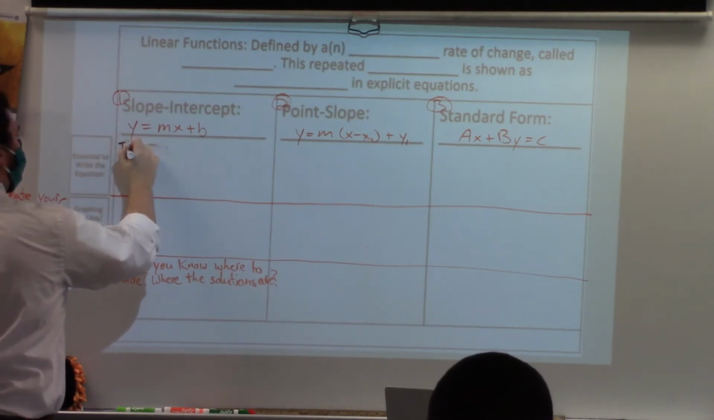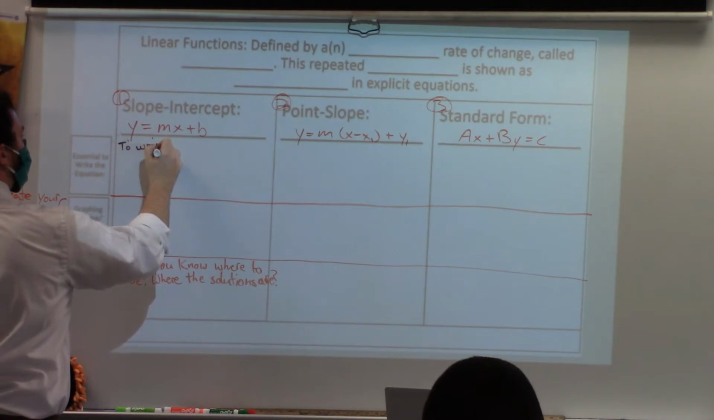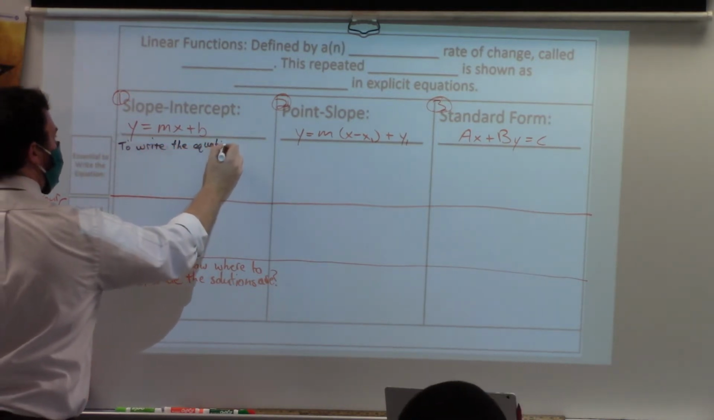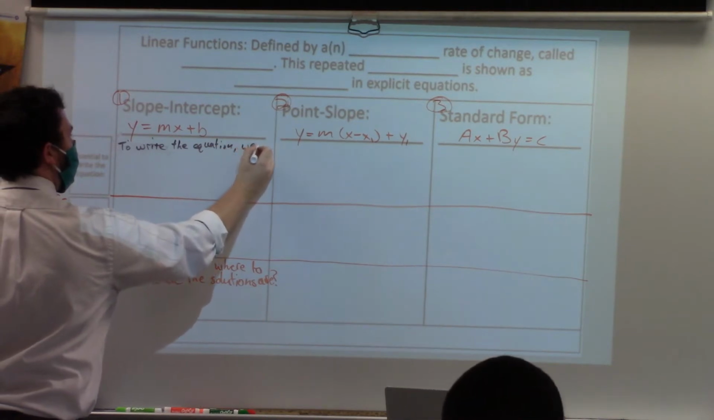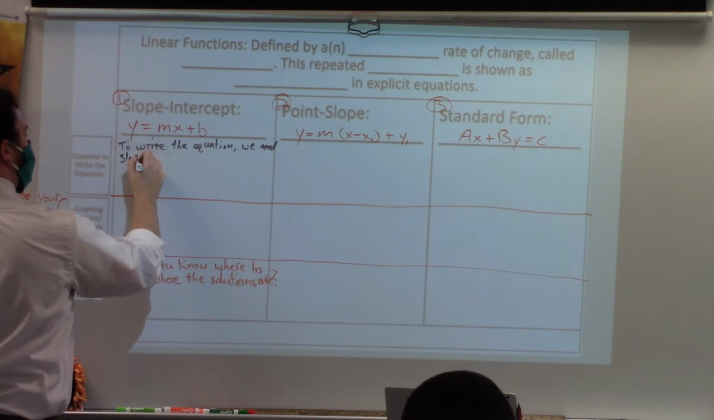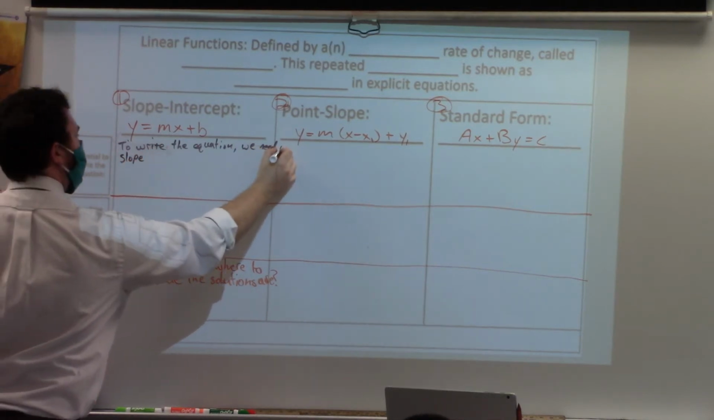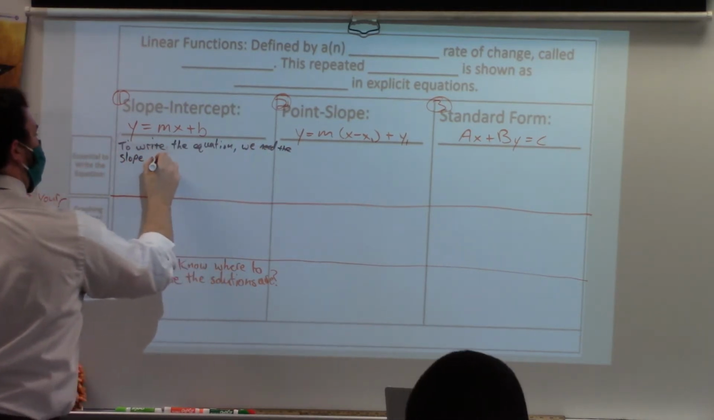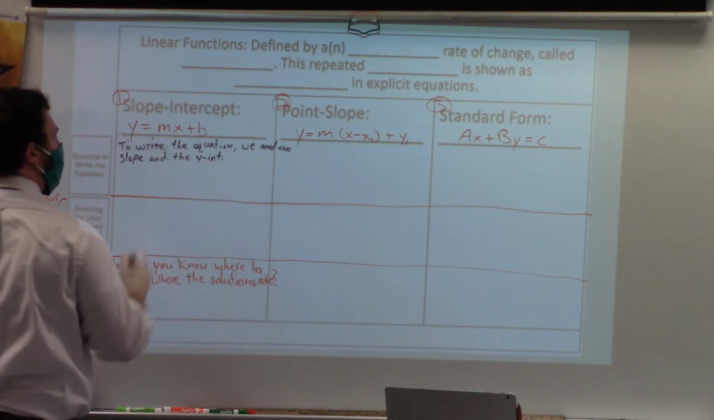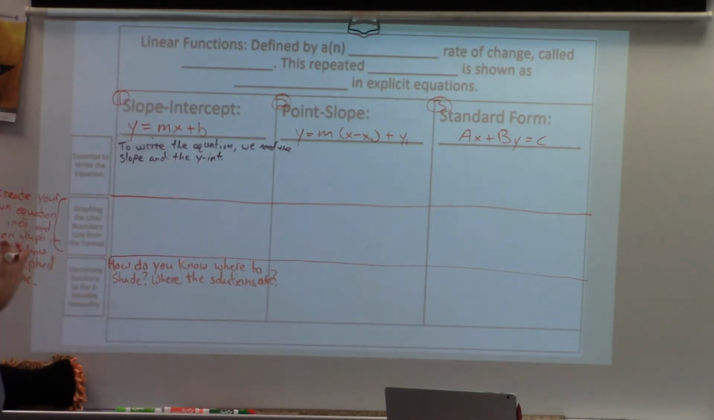So, to write the equation, we need slope. We need the slope. And the y-intercept. Right, we got to have those two things. To write the equation, we need the slope and we need the y-intercept.